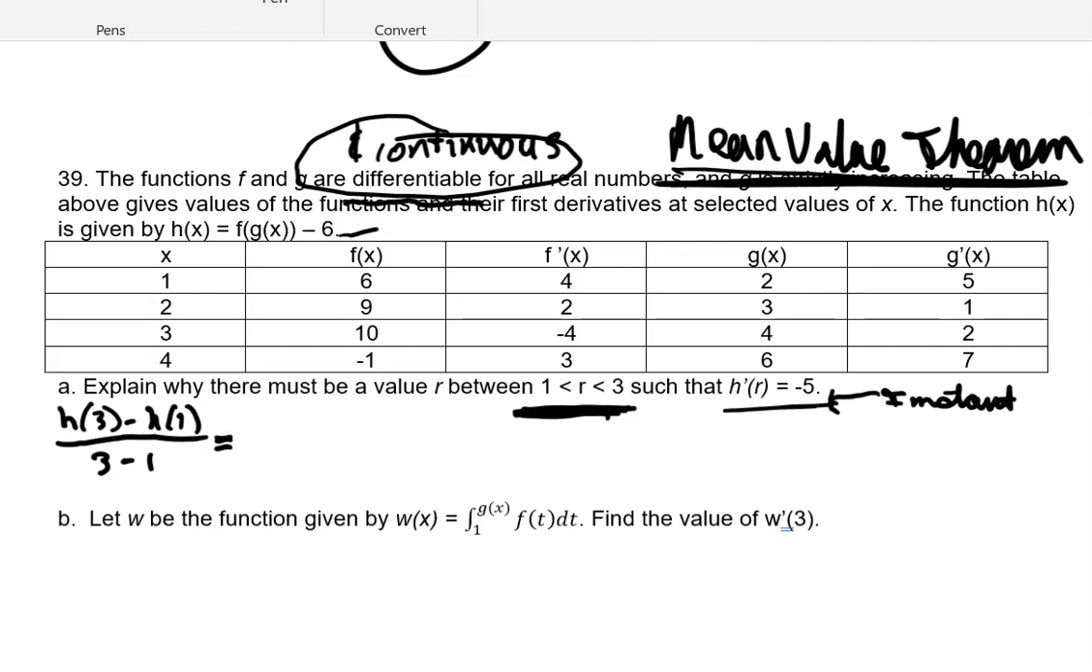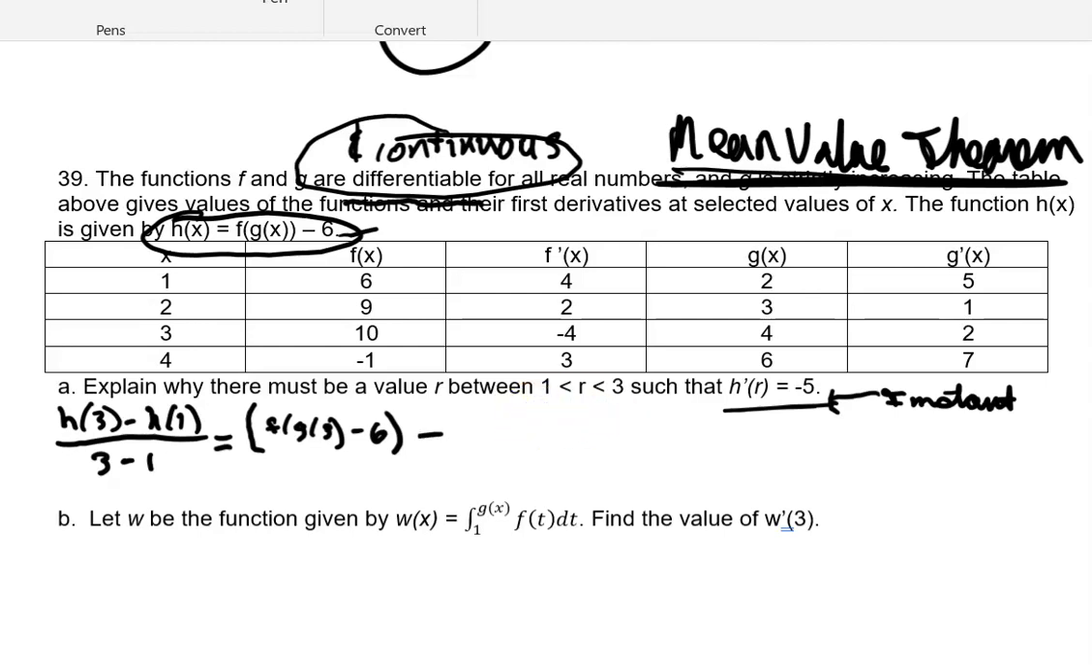So even understanding that, this is not easy, because think about what h of 3 is going to be. That means you have to go to this function and plug in 3. So that would give you f of g of 3 minus 6. So whatever that evaluates to be is h of 3.